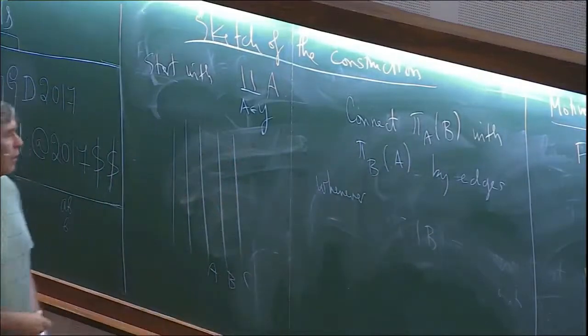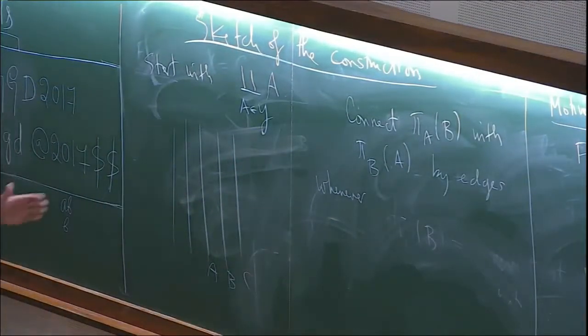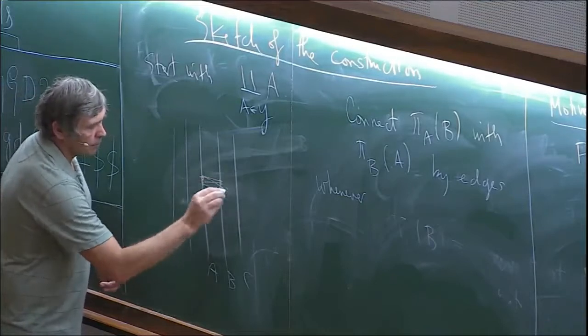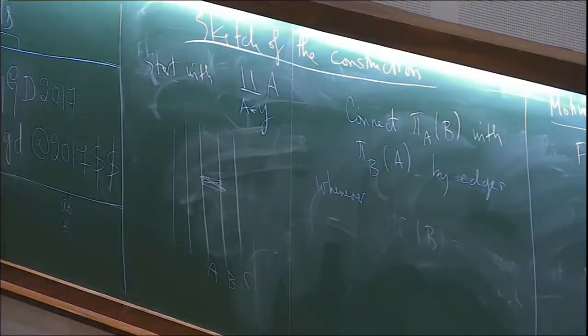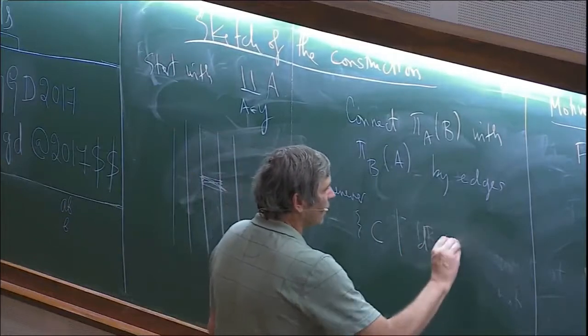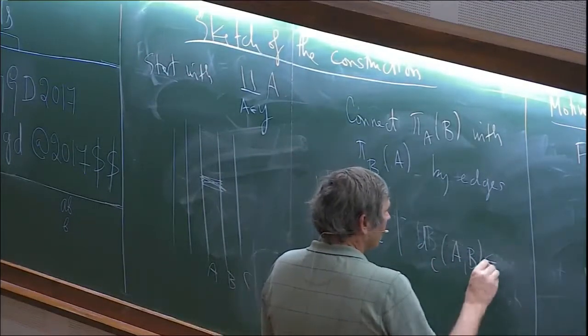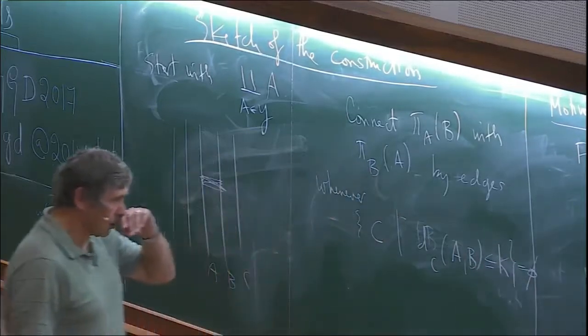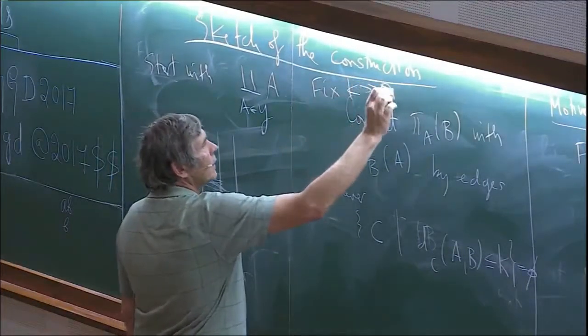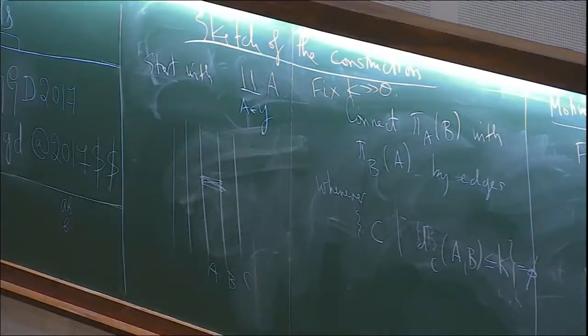I have to tell you in what situation I want you to connect these. I project B to A and I get some kind of a bounded set. And I project A to B, and I get a bounded set. And then I want to connect every point in one with every point in the other under certain conditions. I don't want to do this for every pair, just for certain pairs. I'm going to do it when they're close, in the sense of these projections. So whenever the set of C's such that the distance in C between A and B is less than or equal to K is empty. This K is this famous parameter. Fix K much bigger than theta, and then make this construction.